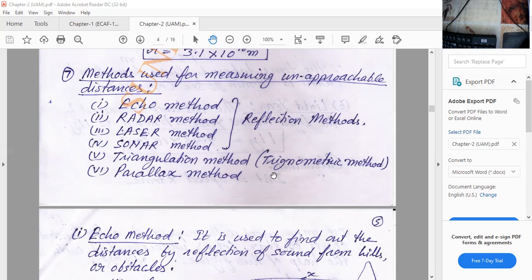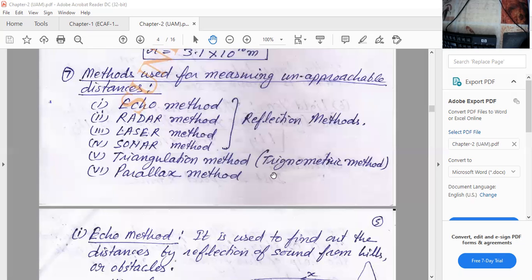You must know that these first four methods are also known as reflection methods because they work on the phenomenon of reflection, as we have studied reflection of light. So they work on the phenomenon of reflection of light waves, or we can say reflection of sound waves. And the fifth method is the triangulation method.